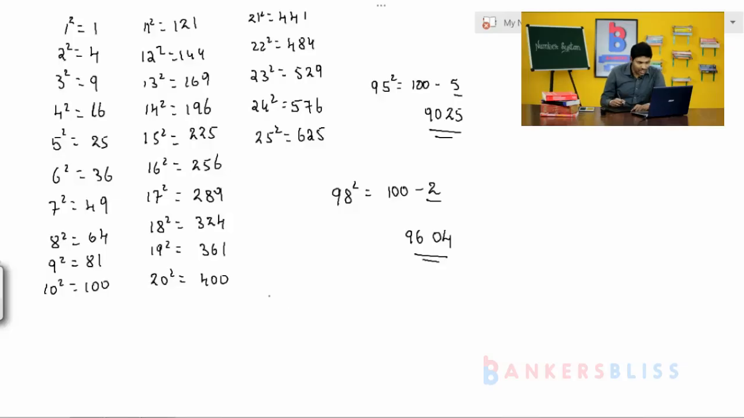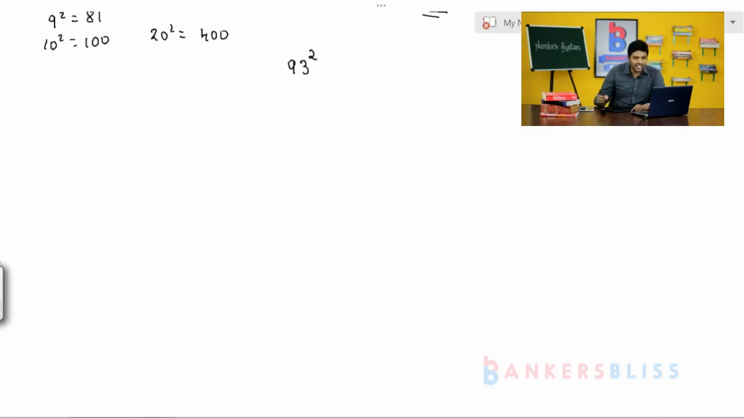I am taking 93 square. I have to calculate 93 square. Whether 93 is near to 100 or 50, 93 is near to 100. So 93 square can be written as 100 minus 7 whole square. Now, consider this 7 square. Don't apply the formula a minus b whole square.